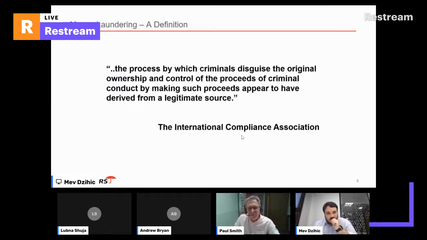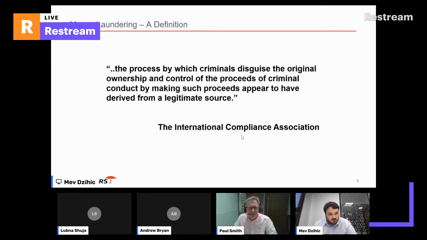I thought we'd kick off with a definition of money laundering, so we're all clear what we're talking about. It's the generic term used to describe the process by which criminals disguise the original ownership and control of the proceeds of criminal conduct by making such proceeds appear to have derived from a legitimate source.